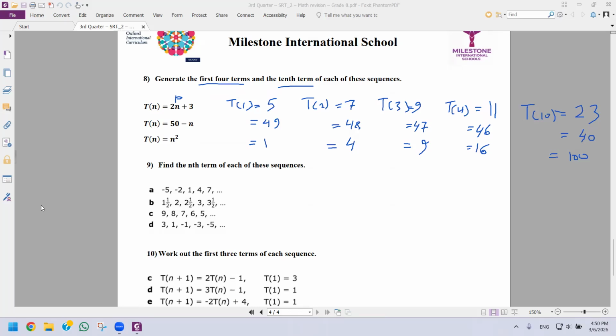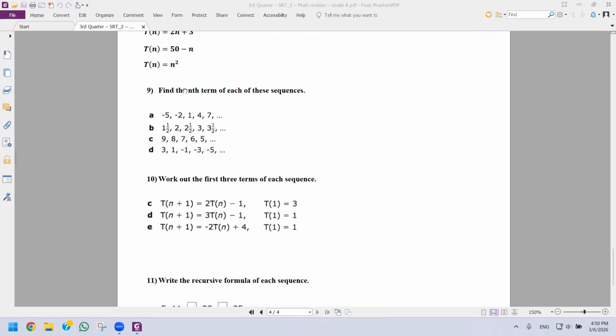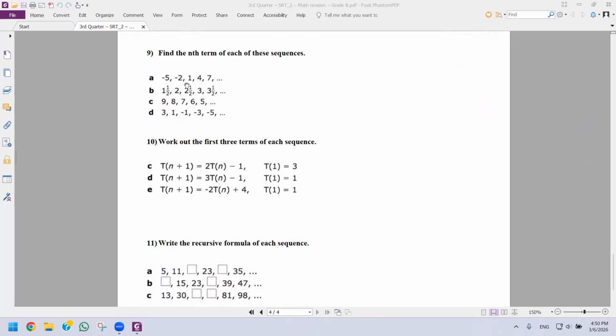Then question 9. Find the nth term. What does that mean? Now we need to find Tn. We need to find the formula. So first of all we check. What is happening? We're adding 3. Plus 3. Plus 3. So first you write Tn equals to, this is the name of the sequence. Since you are adding 3 each time, I will write 3n. So it's a 3 multiplied by n.